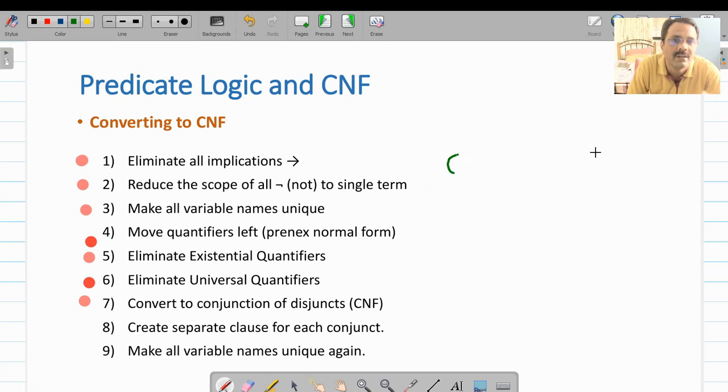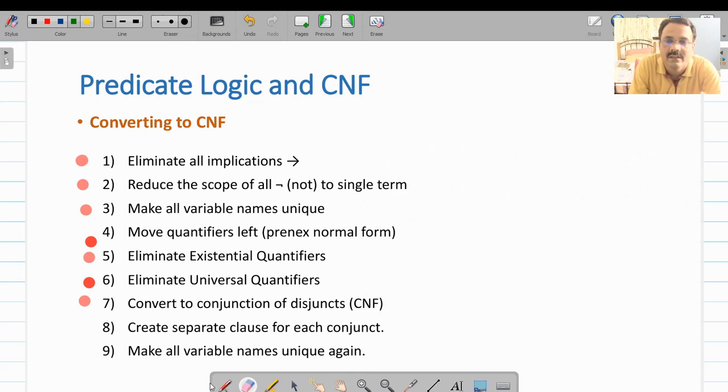You will have a set of terms connected by only the OR connective, or sometimes you may have all predicates connected by ORs. So this is a single term. Actually we want this form, but if it is not, then you have to convert it into this conjunction of disjuncts. Conjunction means ANDing and disjunction means ORing.